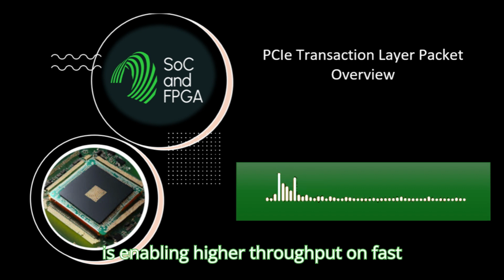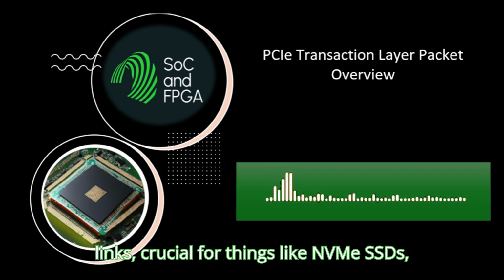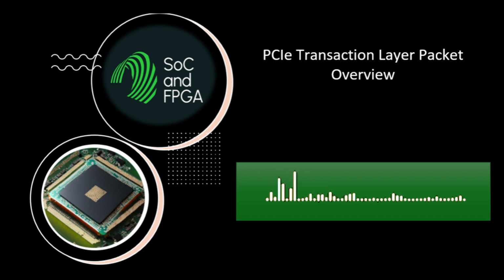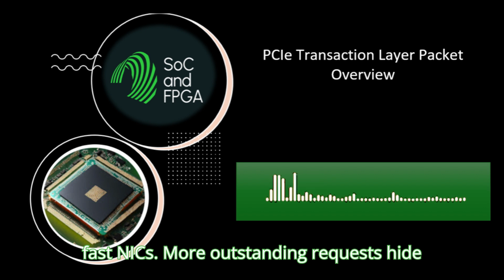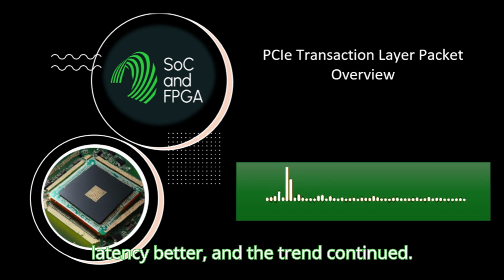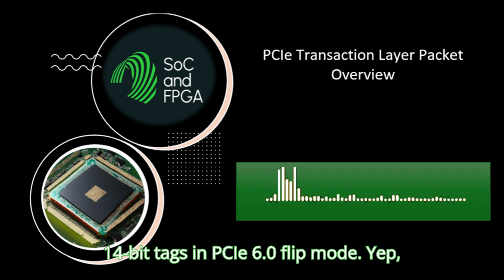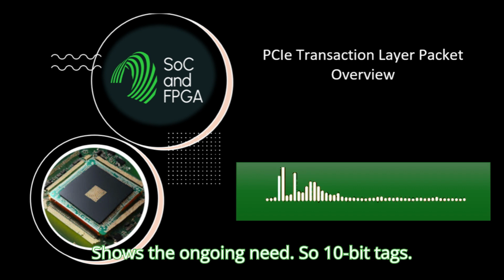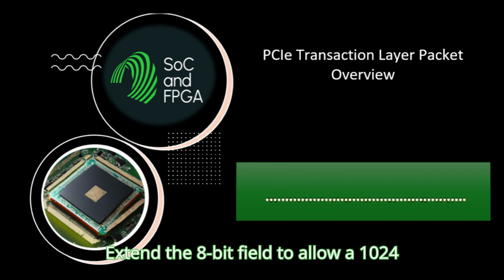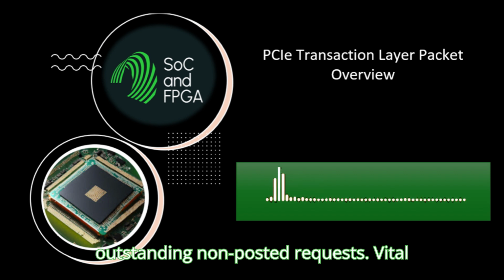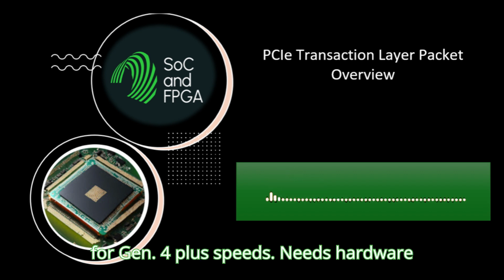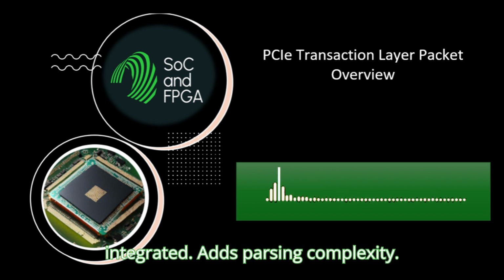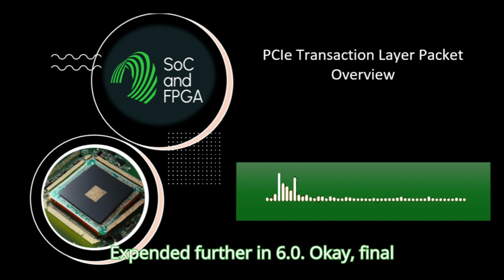But the payoff is enabling higher throughput on fast links, crucial for things like NVMe SSDs, fast NICs. More outstanding requests hide latency better, and the trend continued: 14-bit tags in PCIe 6.0 flit mode. Yep, 16,384 possible tags shows the ongoing need. So 10-bit tags extend the 8-bit field to allow 1024 outstanding non-posted requests, vital for Gen 4 plus speeds. Needs hardware support, software enable. Extra bits integrated, adds parsing complexity. Expanded further in 6.0. Okay, final topic.